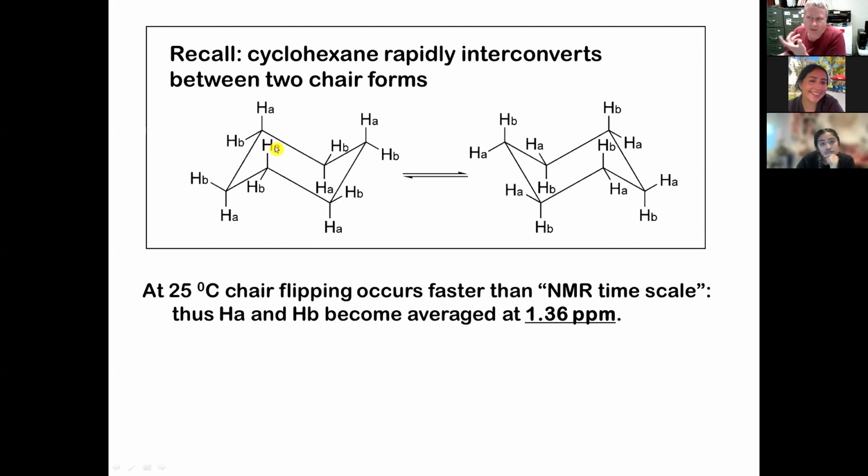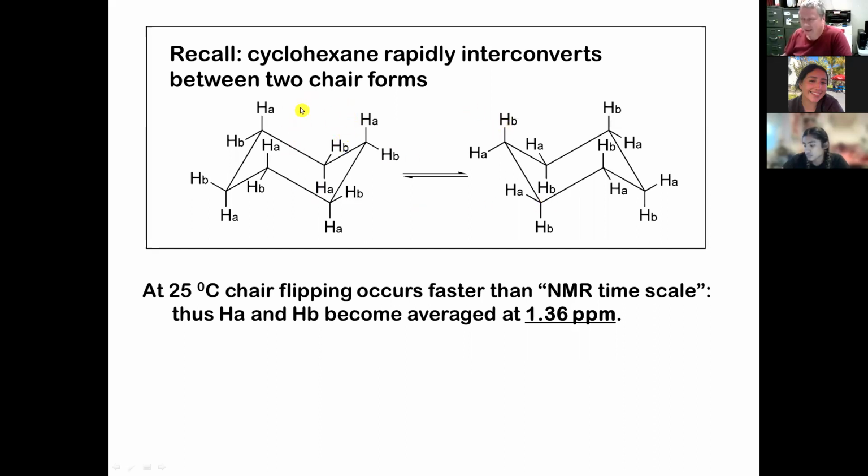You might think that, well, I got 6 CH2s that are exactly the same, that you just get a single signal in the NMR, and you actually do. At 25 degrees Celsius, this chair flipping is going very rapidly, and you get a singlet at 1.36 ppm. But interestingly, one of the cool things about NMR is you can reduce the temperature massively, like negative 100 degrees Celsius. We can go really low temperatures.